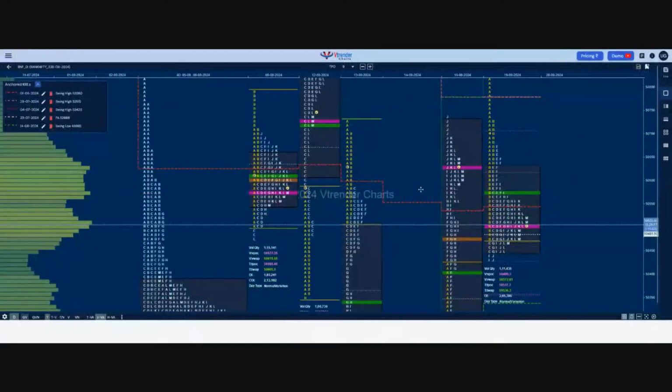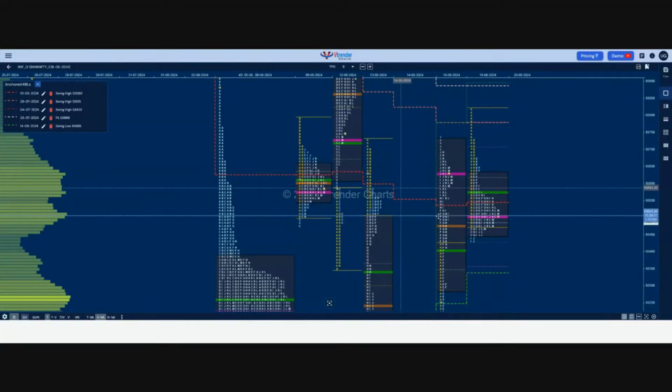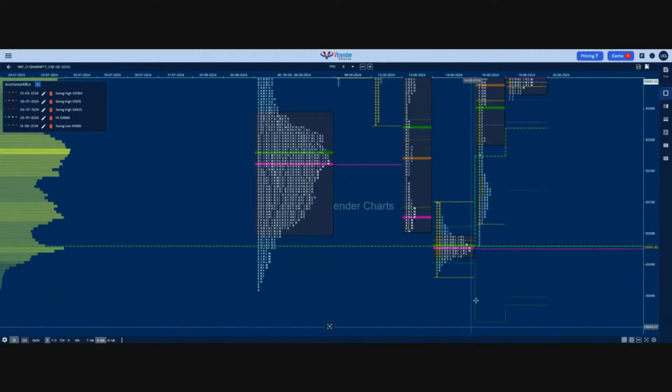So let's have a quick look at the Bank Nifty futures chart. And then we'll close up with the order flow chart of Bank Nifty of Friday and today. And one look at one of the option trades which we did in the VMR today.